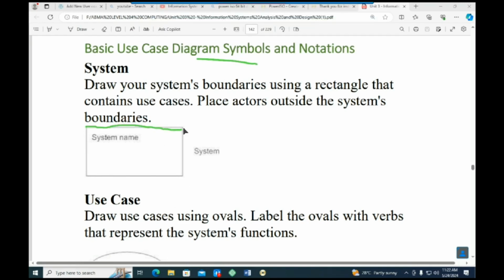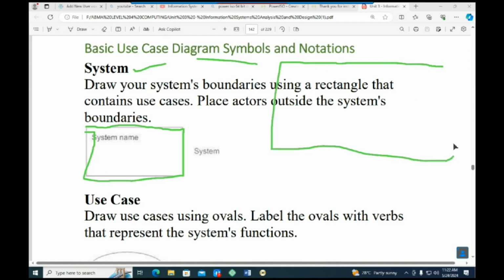So the first symbol and the first notation that is actually used when it comes to UML diagrams is this, the rectangle. And the rectangle is normally used to show the system. So if I'm talking about a booking system, then I need to draw that rectangle this way, meaning now this is the system.